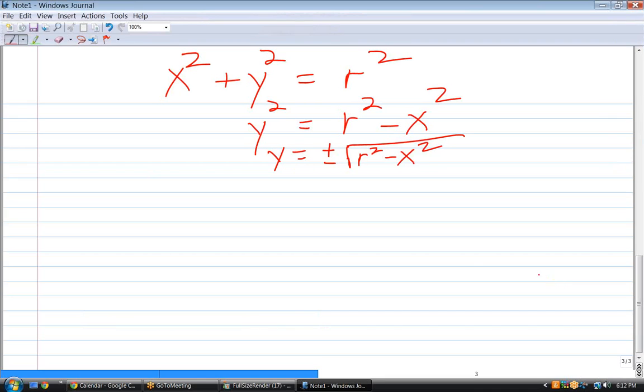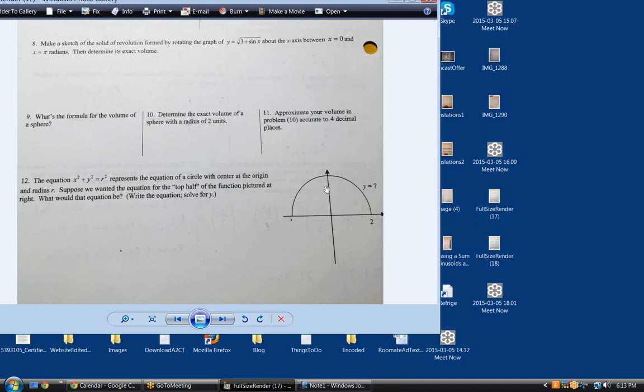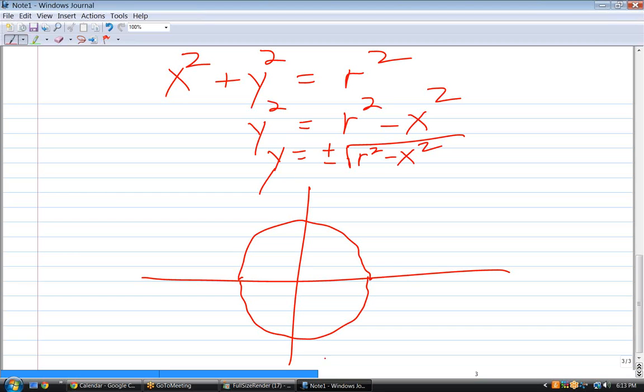And why is that a circle? Well, the plus side of it is that. The minus side of it is that. So really the equation of a circle is actually a composite function. It's a combination of the top half of the circle, which is a function, the plus square root of that, and the bottom half of the circle, which is a function, the minus square root of that. So when they say, what is the equation for the top? It's just the positive square root.